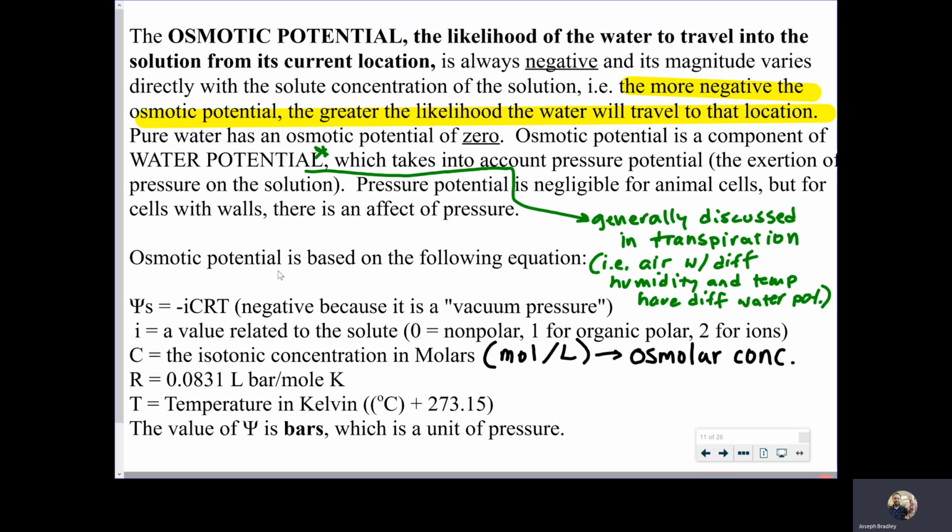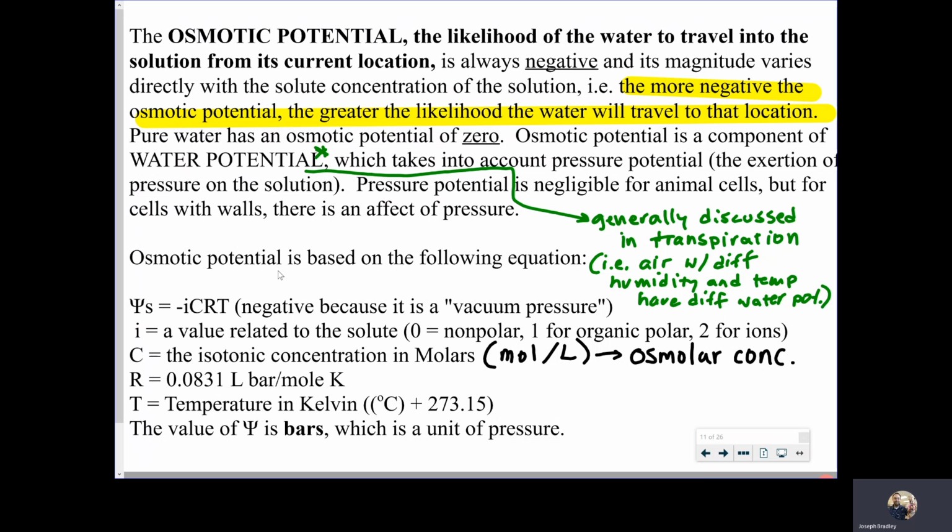Then the i is going to be a value related to the solute. It would be 0 if it's nonpolar, so obviously nonpolar isn't going to affect the osmotic potential. It's 1 if it's an organic polar molecule, and 2 if it's an ion. So if it's a salt, you would put a 2 there.